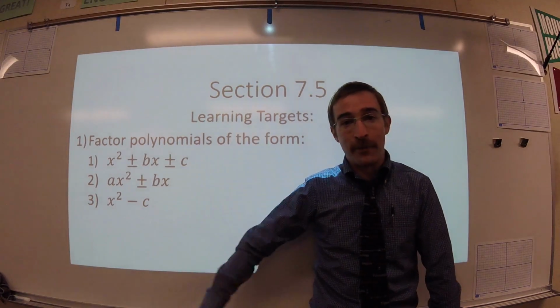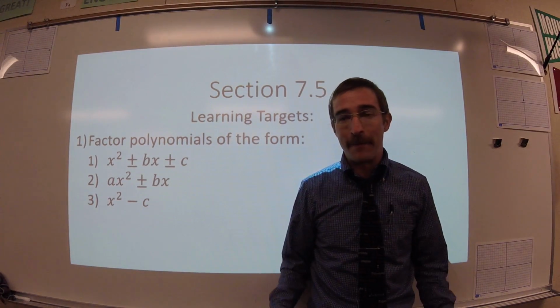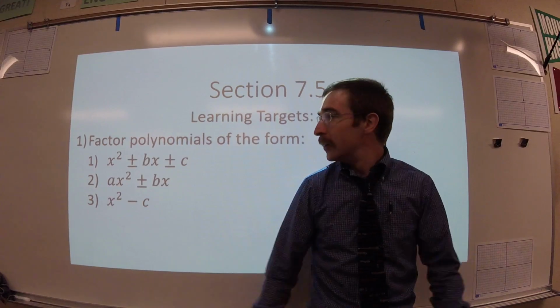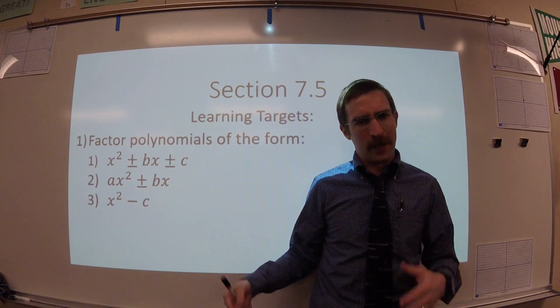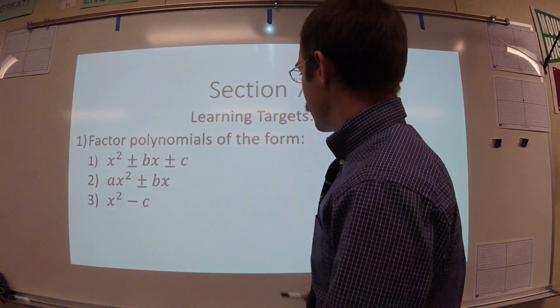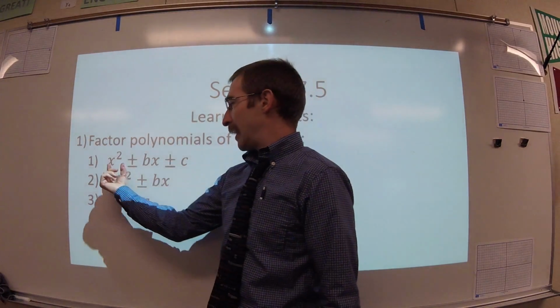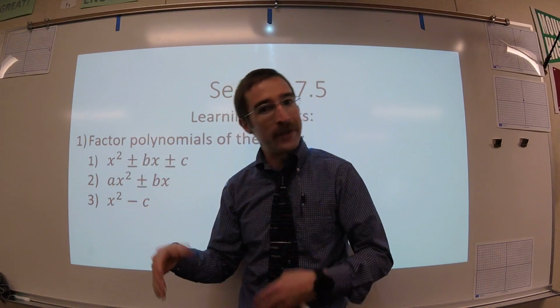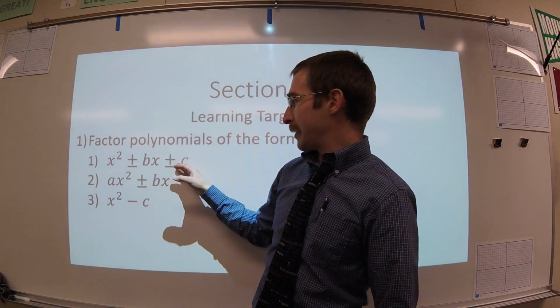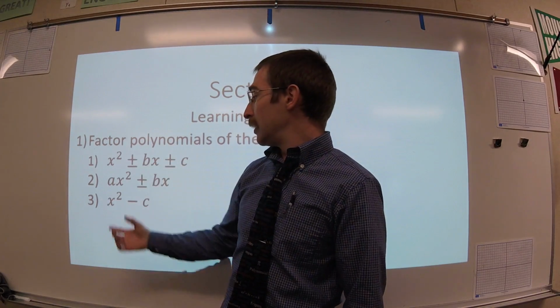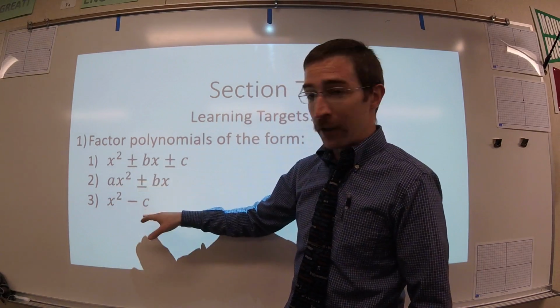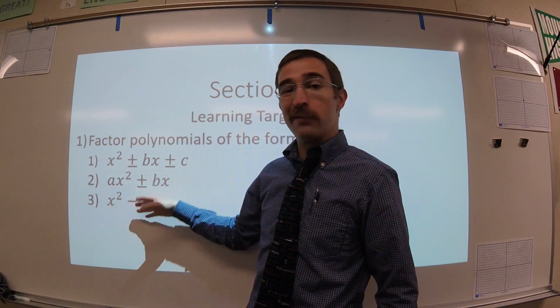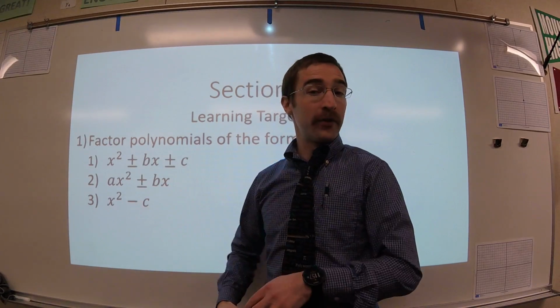So we're doing section 7.5 from the Big Ideas Algebra 1 textbook. Basically, the learning target for this video is factoring polynomials of the form x squared plus or minus bx plus c, so in other words, a trinomial. And then we get these two types of binomials: a binomial like ax squared plus or minus bx, and then x squared minus a number. So we're going to deal with all three of those cases.